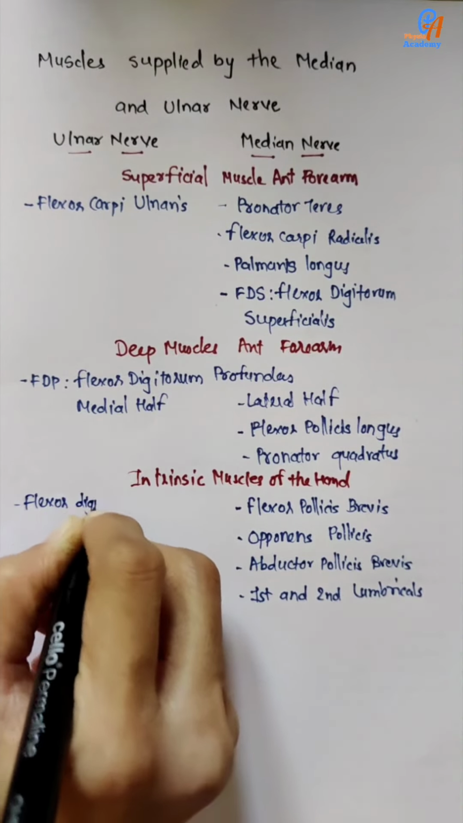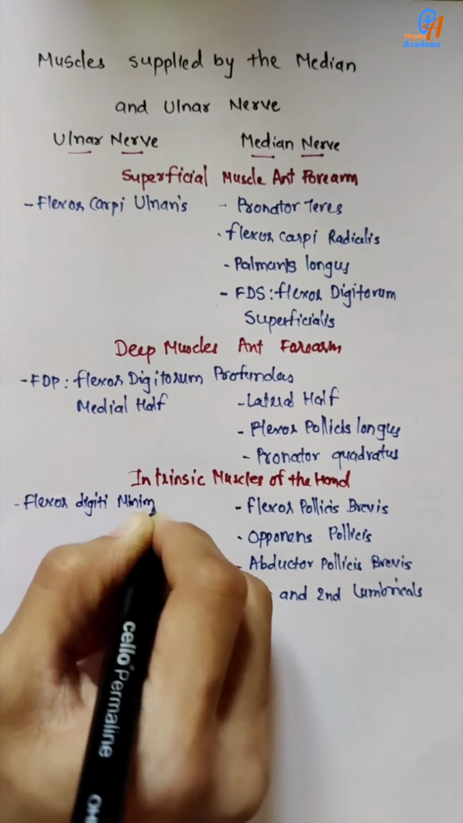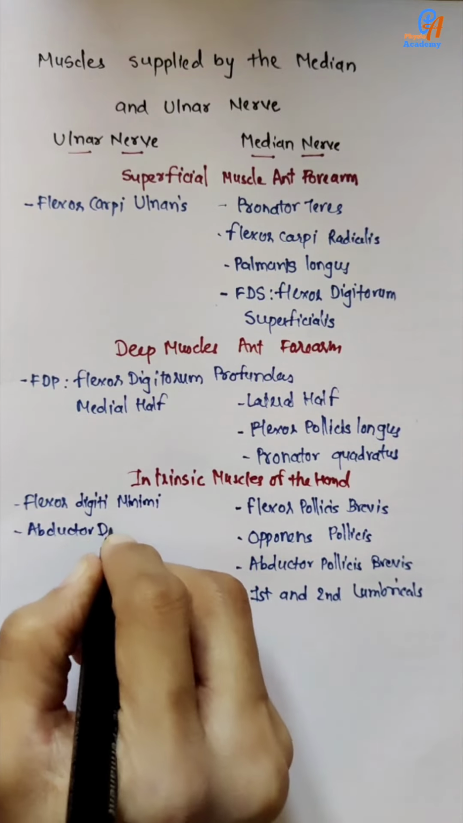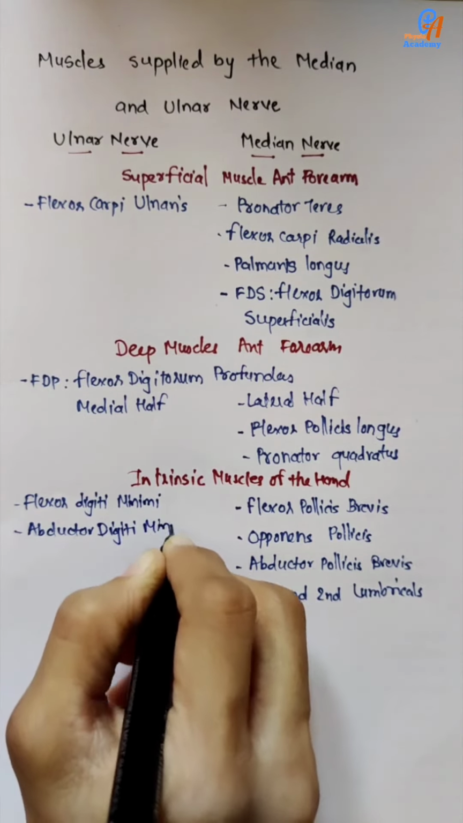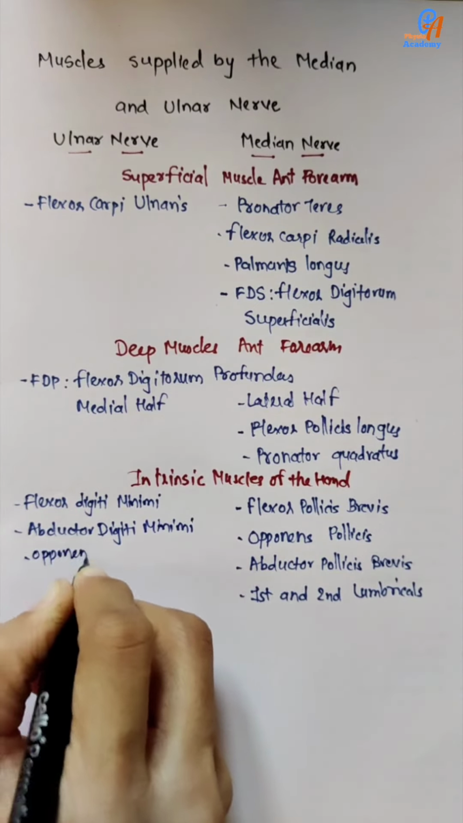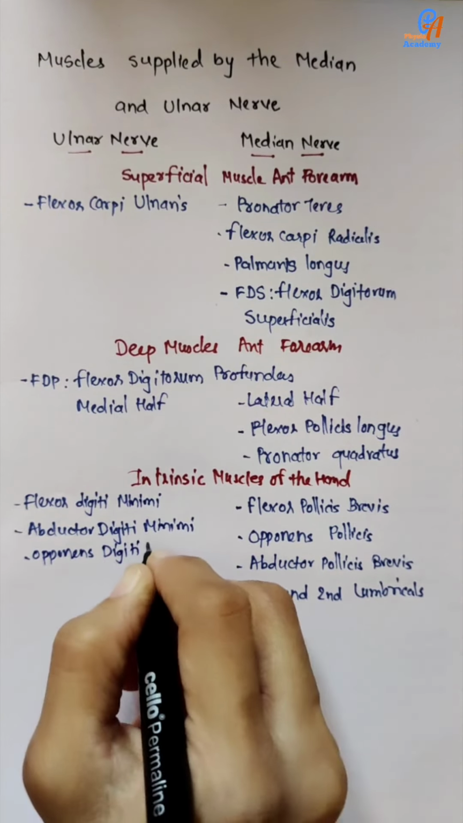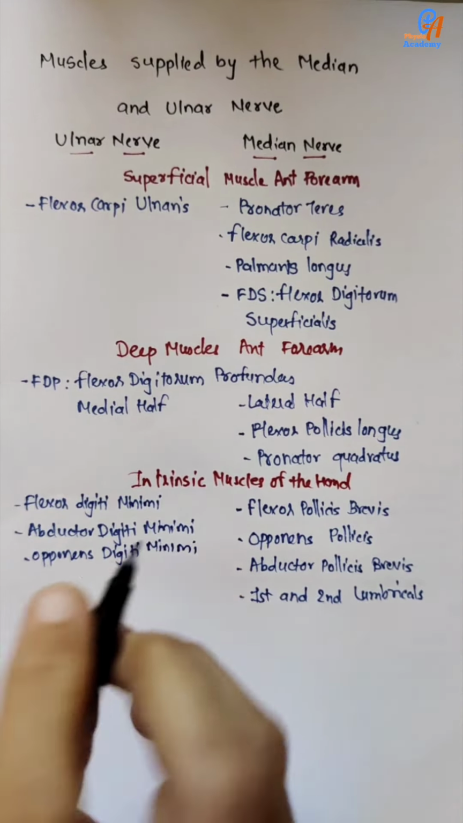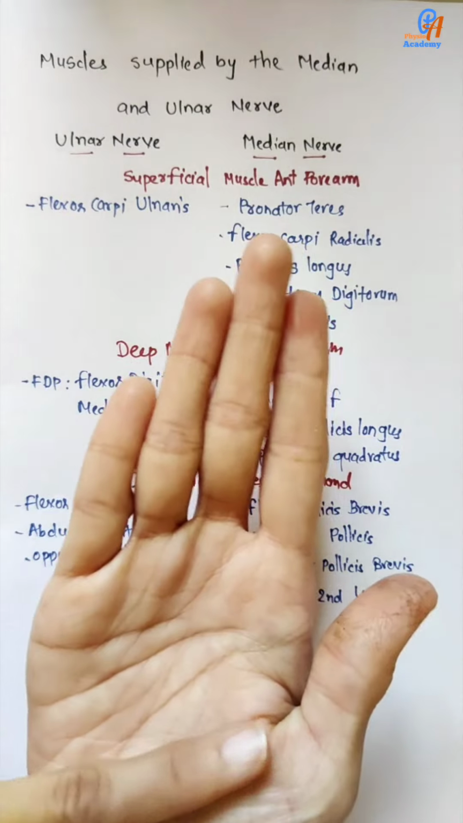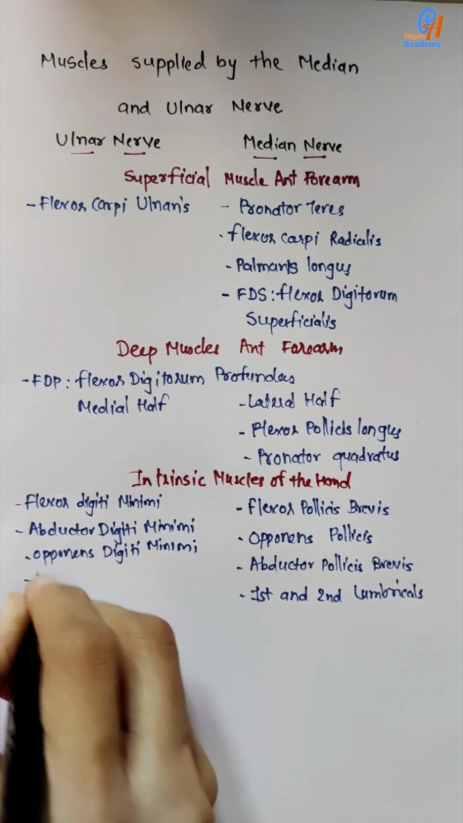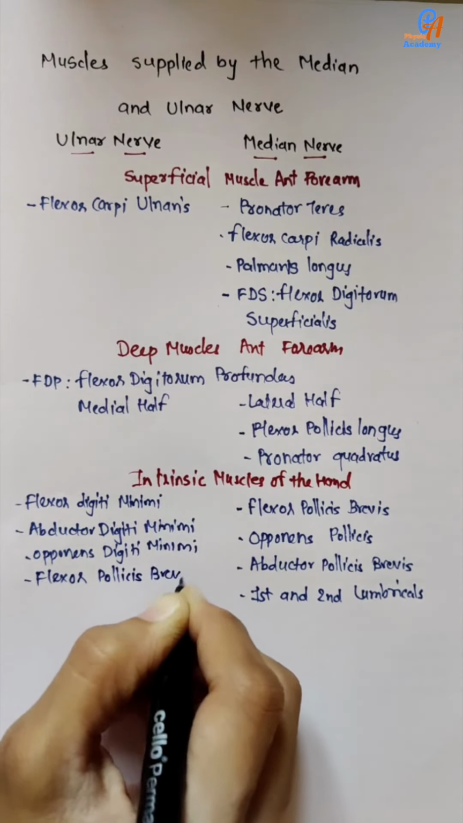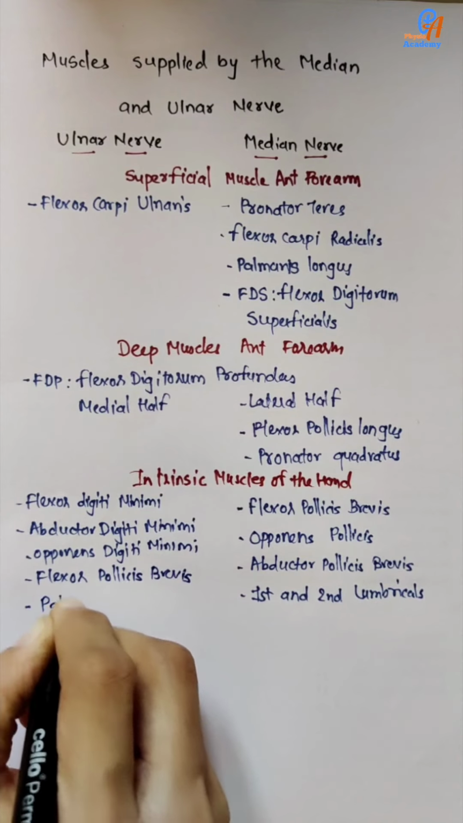Flexor digiti minimi, abductor digiti minimi, and last is opponens digiti minimi. The next, it also supplies the flexor pollicis brevis along with the median nerve. It supplies the palmaris brevis muscle.